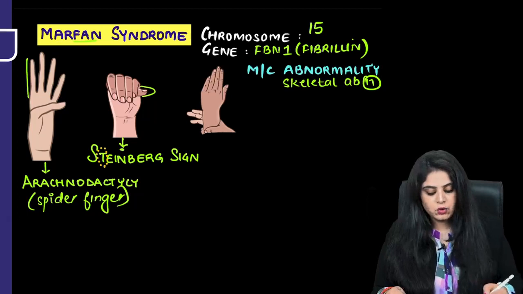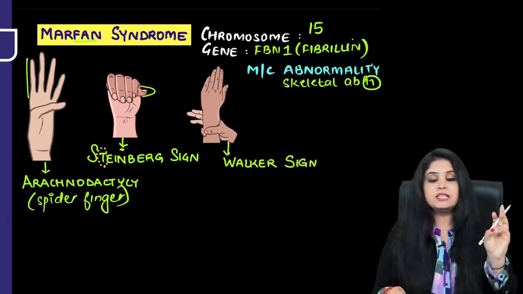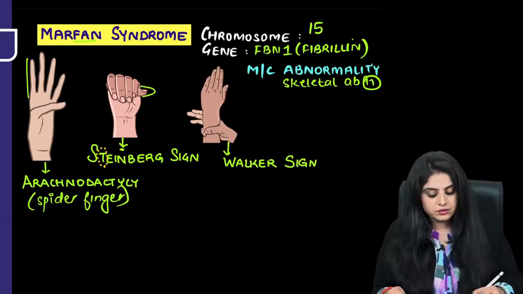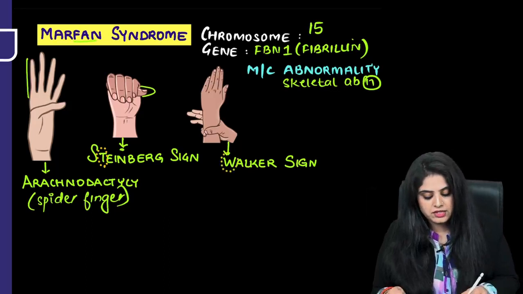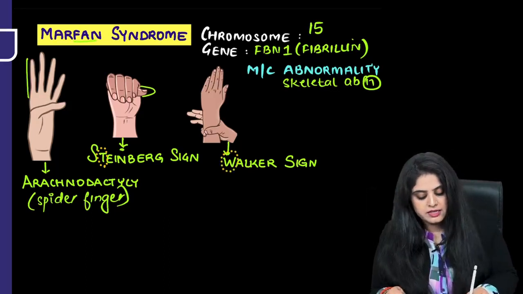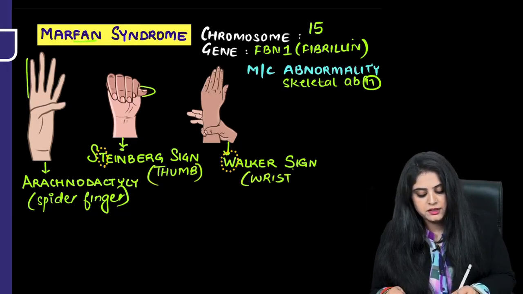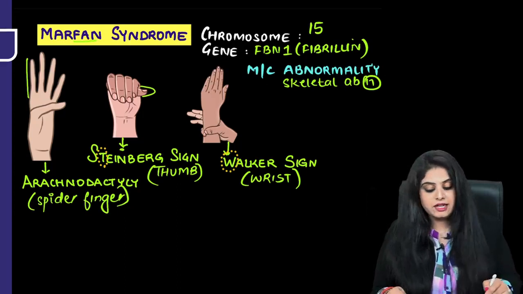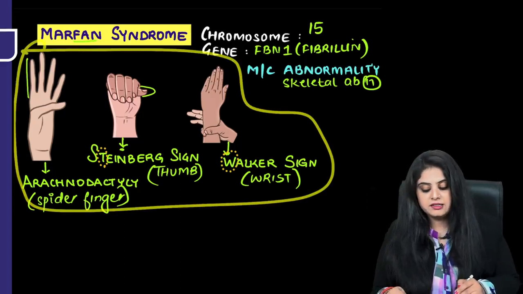Versus if you tell them to hold their wrist, they can hold their wrist between their thumb and their little finger. So the wrist sign is the W, that is the Walker sign. So please note that when they ask you the thumb sign, you will say the Steinberg sign, and when they ask you the wrist sign, you will say the Walker sign. So overall, all the skeletal abnormalities are the most common.